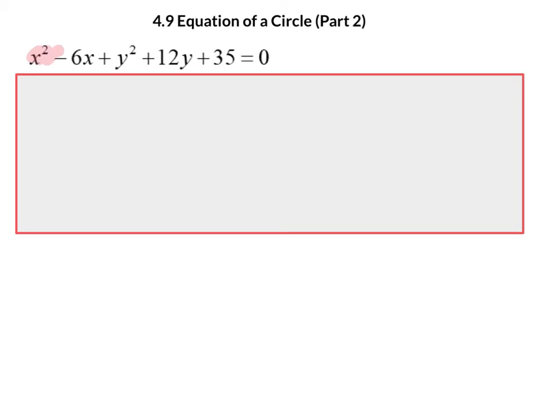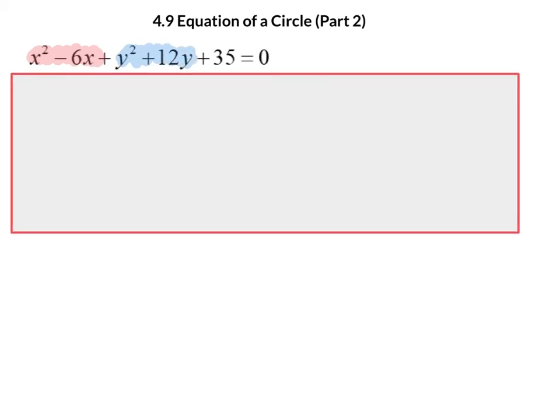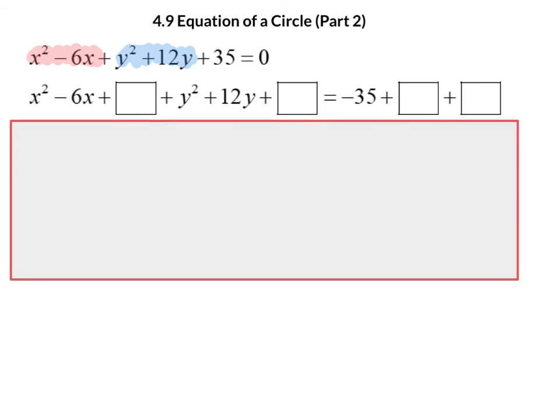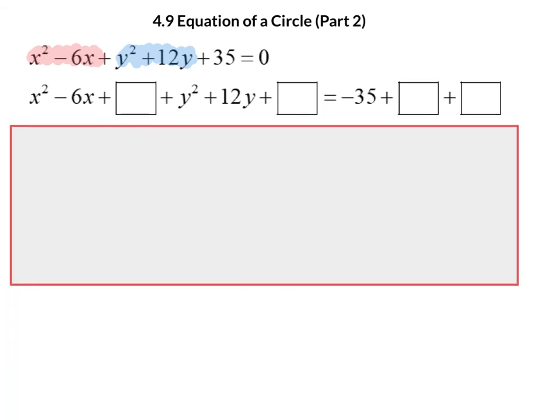Now what I want you to notice is there are two squares that need to be completed, one about the x's and one about the y's. And so we're going to actually complete the square twice. So I'm going to do it step by step. Take a look here. What I'm saying is we need to find the perfect number to complete this square. We need to find that perfect number to complete this square.